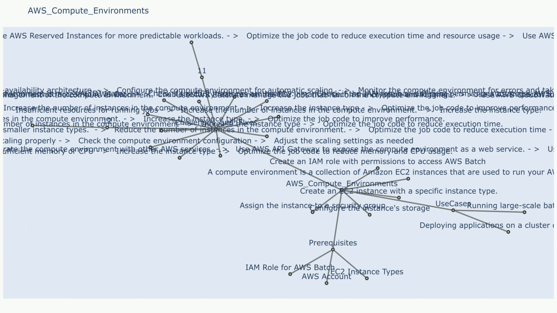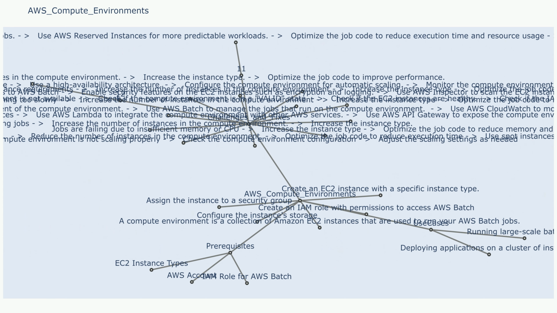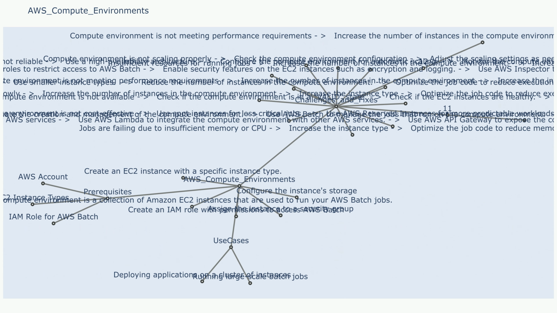Challenges and fixes. Challenge: insufficient resources for running jobs. Fixes: increase the number of instances in the compute environment. Increase the instance type. Challenge: jobs are failing due to insufficient memory or CPU. Fixes: increase the instance type. Optimize the job code to reduce memory and CPU usage.